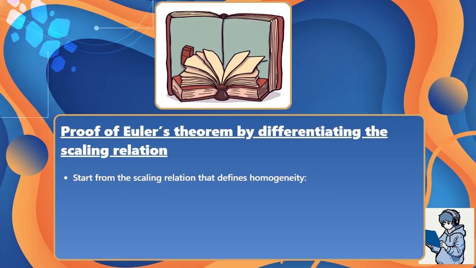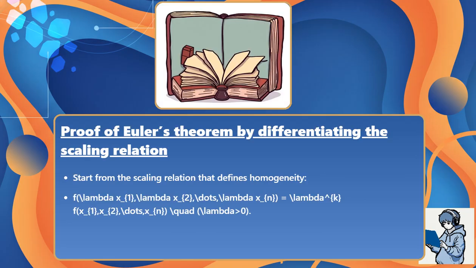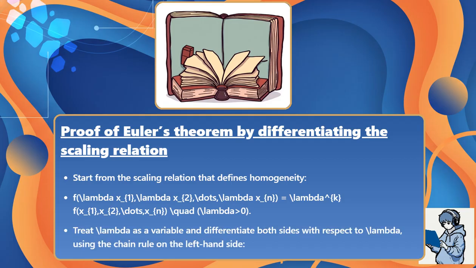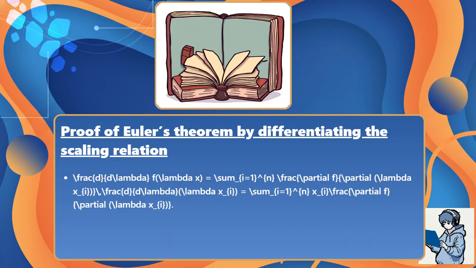Start from the scaling relation that defines homogeneity. f of lambda x sub 1, lambda x sub 2, ..., lambda x sub n equals lambda to the k power times f of x sub 1, x sub 2, ..., x sub n with lambda greater than 0. Treat lambda as a variable and differentiate both sides with respect to lambda, using the chain rule on the left-hand side. d over d lambda of f of lambda x equals sum from i equals 1 to n of partial f with respect to lambda x sub i times d over d lambda of lambda x sub i, which equals sum from i equals 1 to n of x sub i times partial f with respect to lambda x sub i.